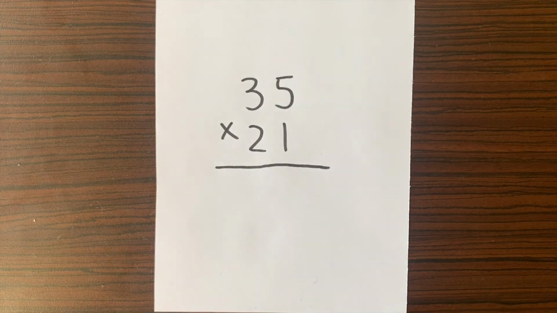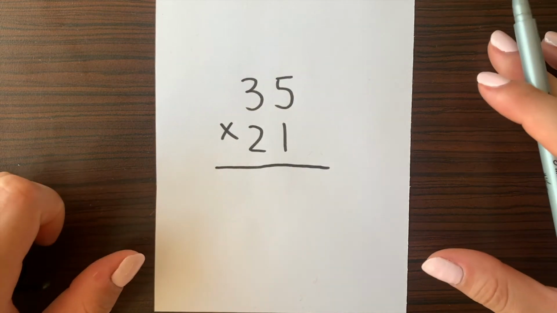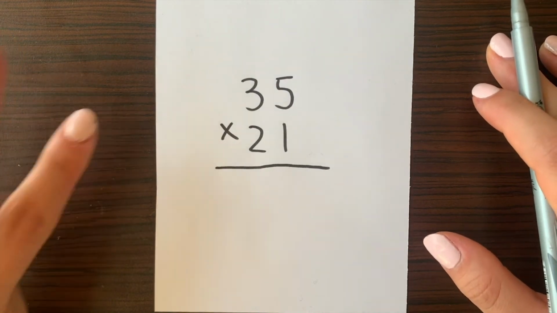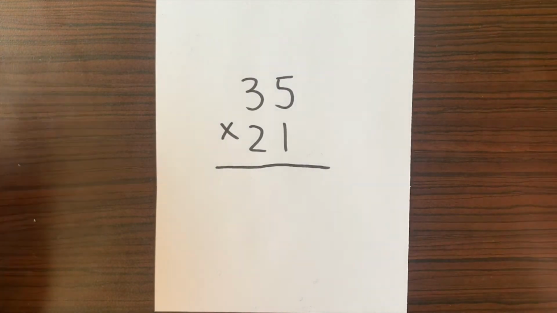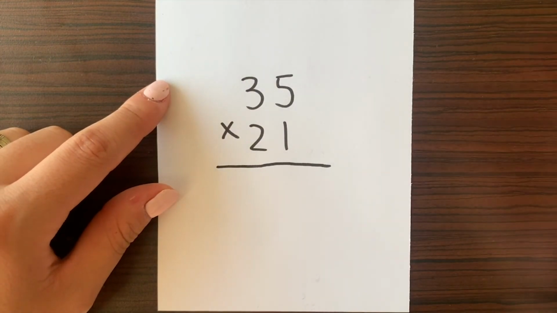Now for our third and final example, we are multiplying 35 times 21. So again, I really do like this format more than others just because it's easier for me to keep track of my numbers and cross out what I need to cross out and leave what I need to leave. So 35 times 21. Again, we're going to start from right to left.